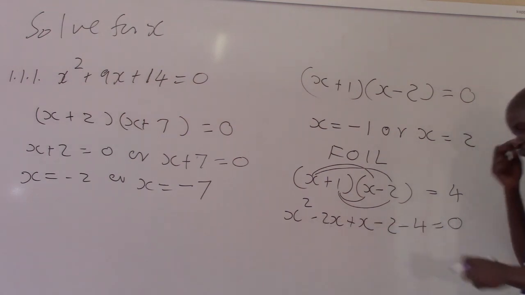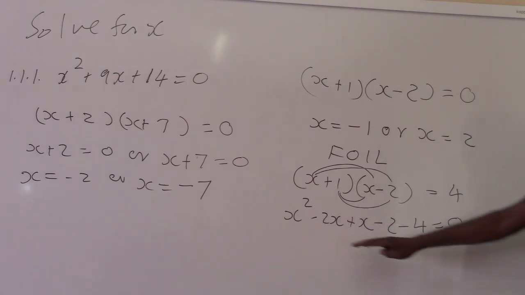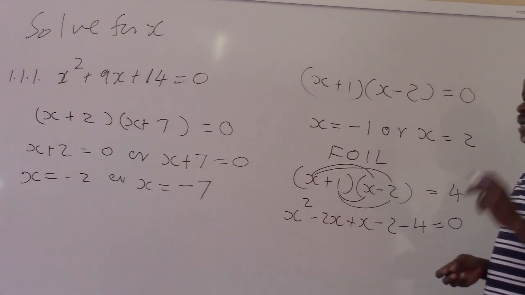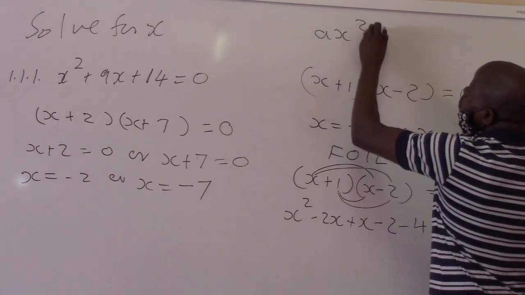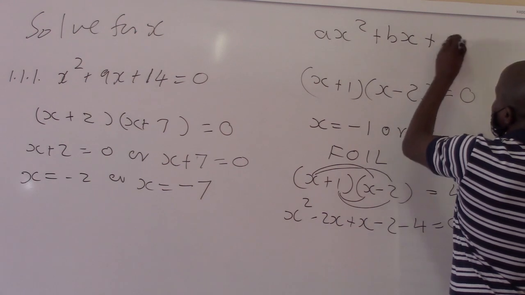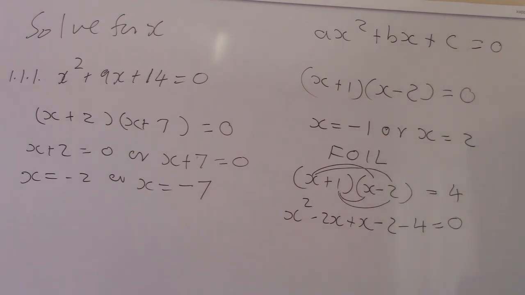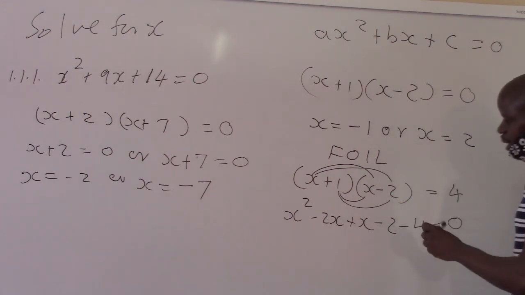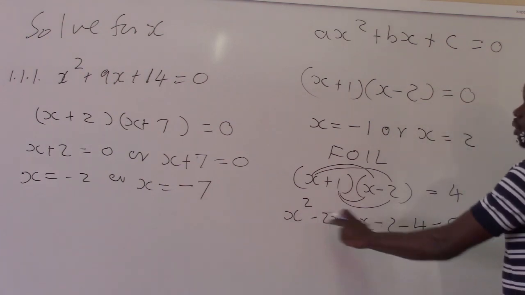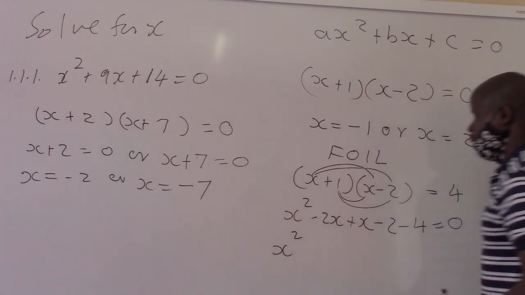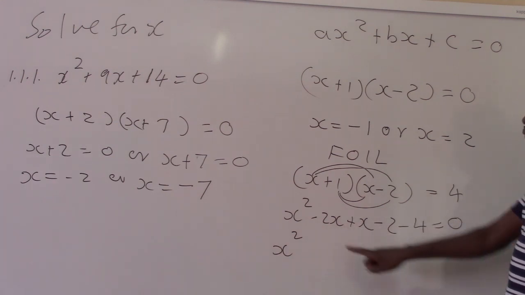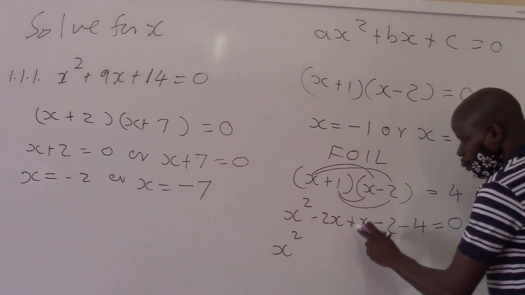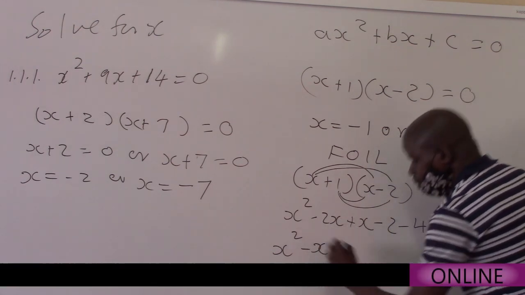So now, when we have it like that, we must add the like terms so that we have it in standard form. Standard form, we are talking about ax squared plus bx plus c is equal to 0. So this is the standard form in which the quadratic equation should always look. The x squared is alone, so we have x squared. But the x terms are 2, which are -2x and positive x. So -2 plus 1 is going to give us -1, which is -x.